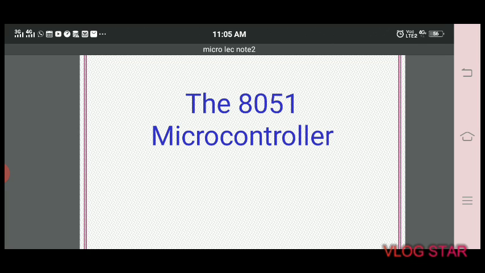Next let me talk about the architecture diagram of the 8051 microcontroller.